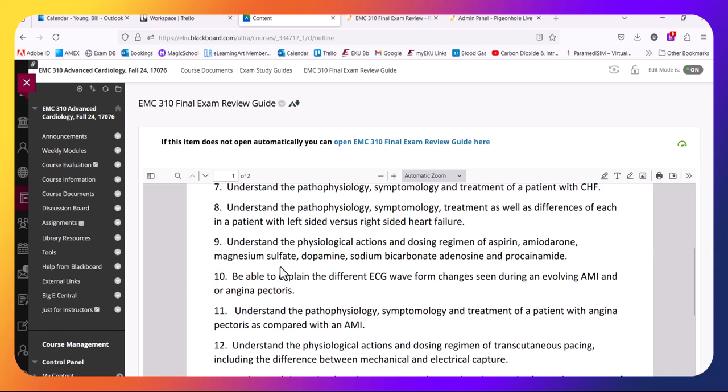Excellent. What's magnesium sulfate? Now, again, we're talking about magnesium sulfate in cardiac. Smooth muscle relaxant. Okay. Why do we give it? Torsades. Okay. If you have torsades without a pulse, do you defibrillate or do you give mag first? The studies actually show giving mag first will help to convert it.